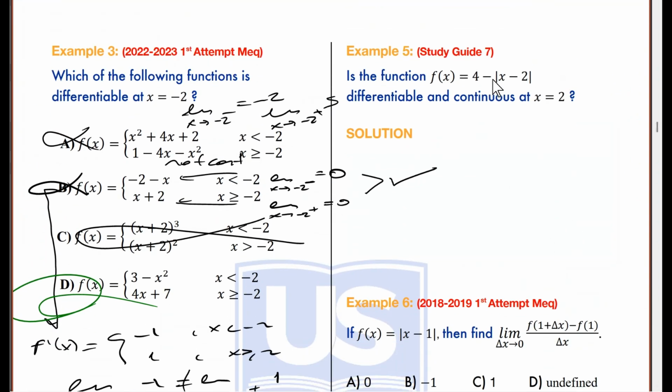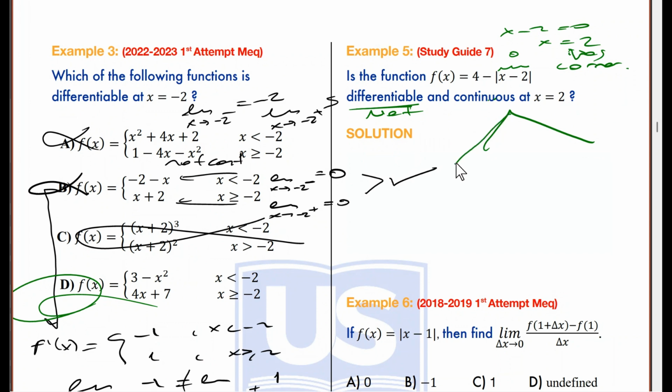Similarly, the study guide question, there is a corner at what makes the absolute value 0? x minus 2 equals 0, x is equal to 2 has a corner. At that point, the function has a corner, so it's not differentiable. But is it continuous? Yes, you know the graph of absolute value functions. It's V-shape or upside down V-shape. So there is no interruption, no hole, no jump, no break. So it is continuous, but not differentiable. So no need to solve these kinds of questions. The answer is obvious.